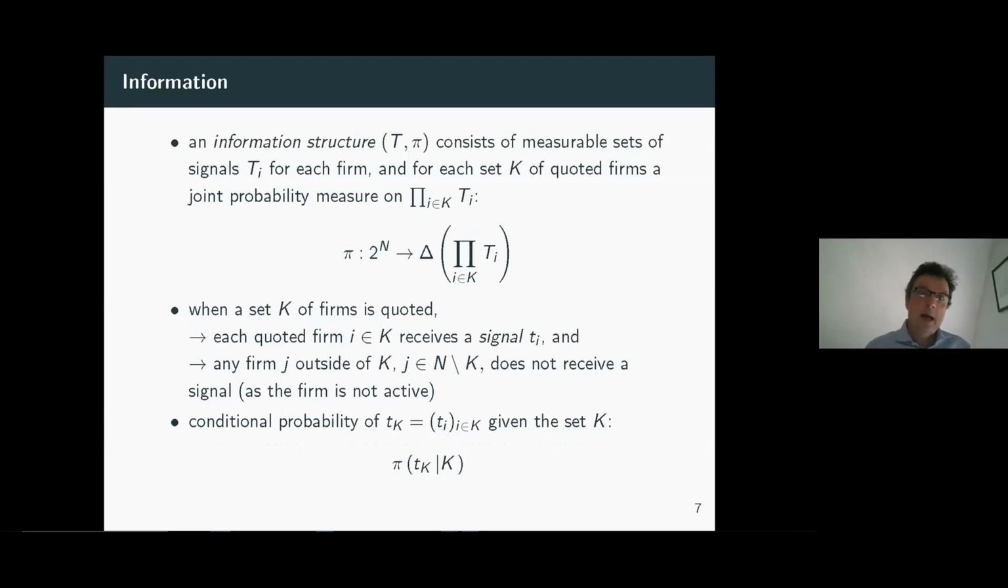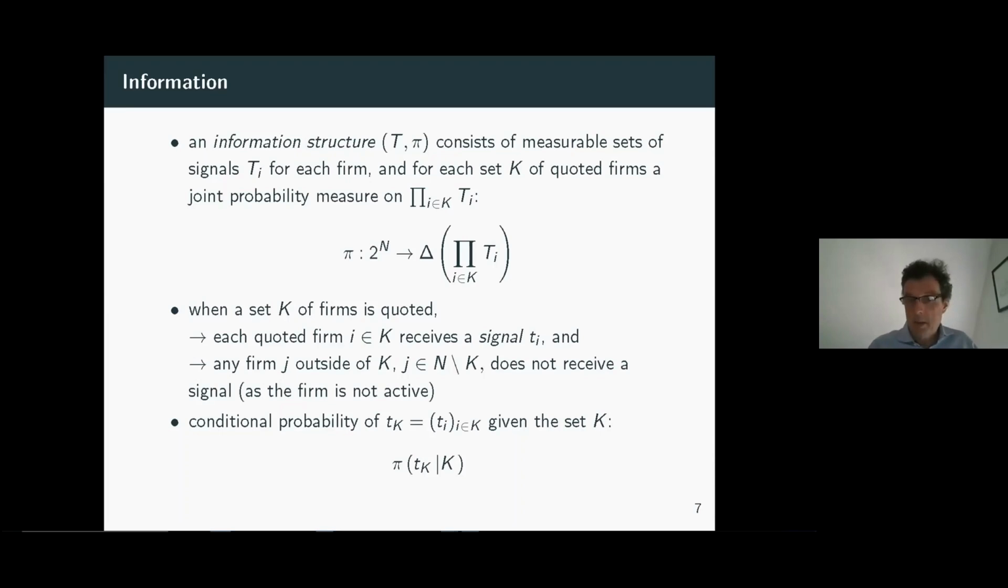We said there's going to be uncertainty about the level of competition, and we're going to represent that uncertainty for the firms by means of a general information structure that gives each firm a signal and associated with each set of quoted firms, capital K, a joint distribution over those signals. Okay, so the interpretation is simple. If a set of firms is quoted, then each quoted firm receives a signal that will convey some information about the strength of the competition. And a firm which is outside of that set K, of course, doesn't receive a signal as it's not active.